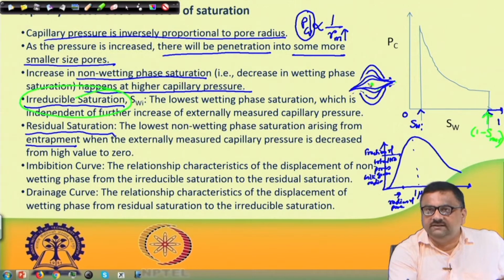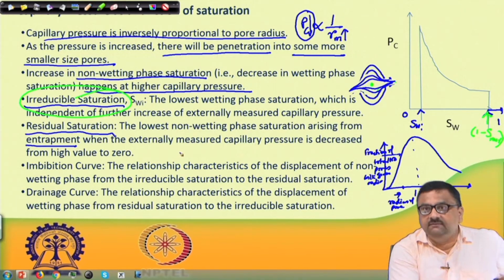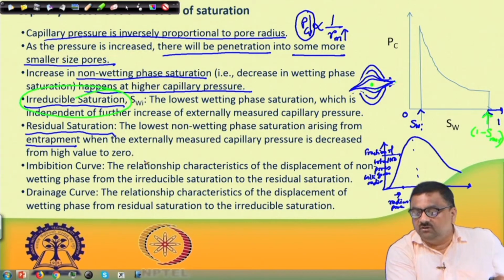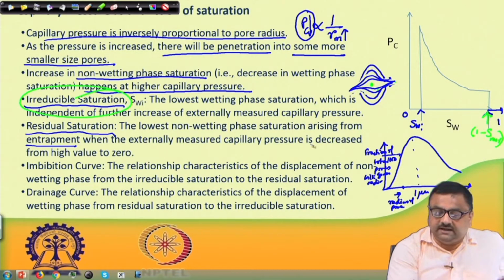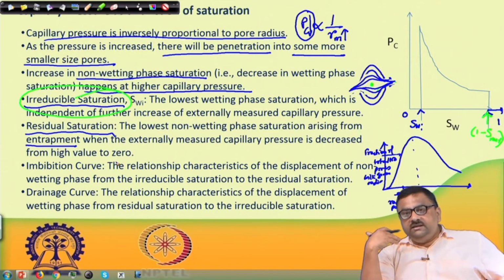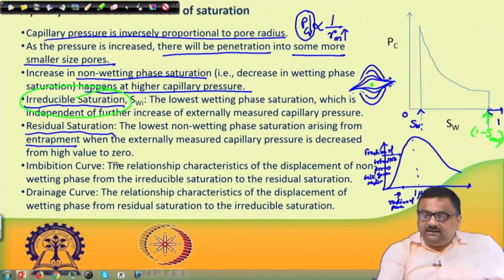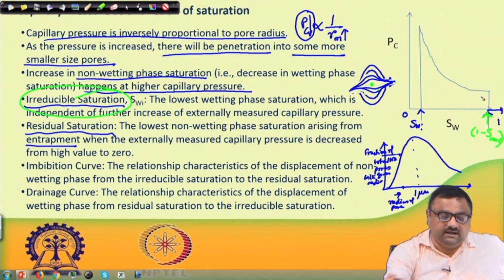So, you call this the entrapment. This non-wetting phase is entrapped by the wetting phase. So, entrapment, when the externally measured capillary pressure is decreased from high value to 0. That means there is no capillary pressure, you are not injecting any oil to the system from outside, it is all water. So, there is no oil pressure externally imposed. So, that is 0.